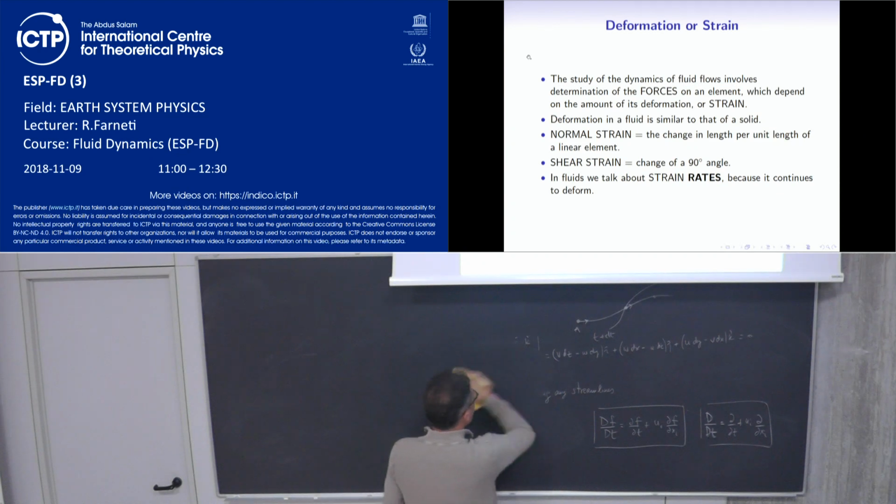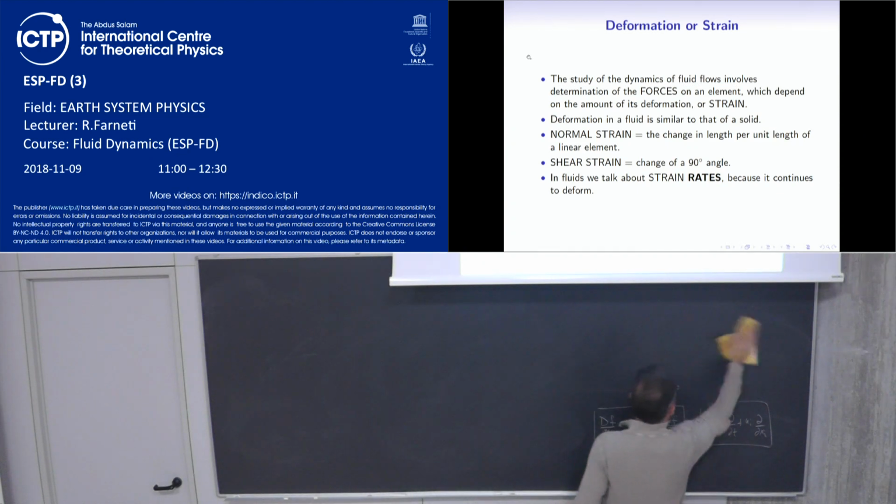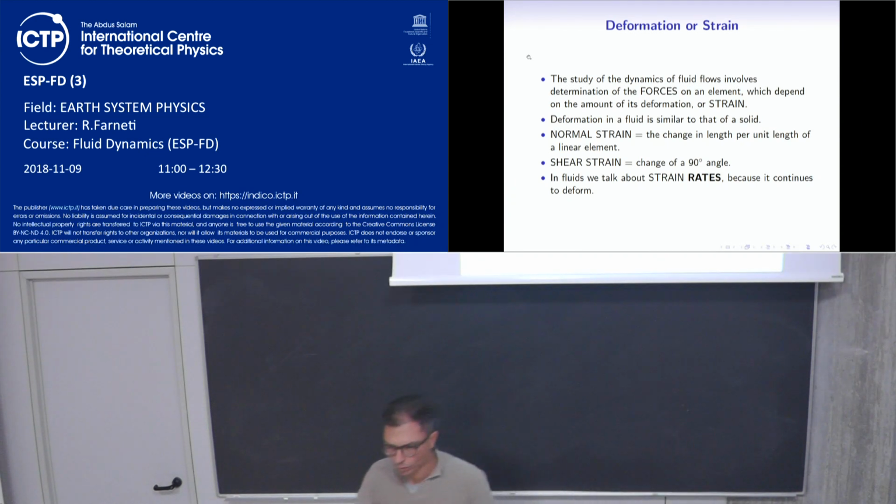So if you remember, you have a strain, for example, on a particle, and that particle will respond with a linear strain or a shear strain, and then we can put together all of them. So we're going to take a simple element of fluid, and we're going to study the deformation of this element of fluid, subject to some force. So there could be normal strain, and that is the change in length per unit length of a linear element. So you have an element, you have a normal strain, and that element changes its length linearly.